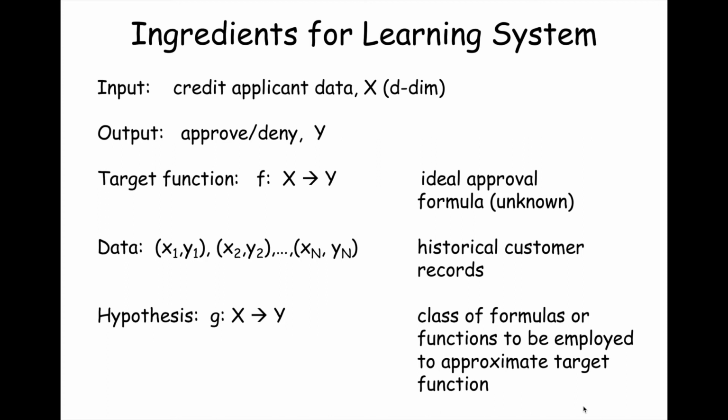Does that make sense? Okay, so we have our data representation. We have our possible outputs. We have our hidden ground truth target function, and we have our historical data. And this historical data has labels associated with each of these inputs, approve or deny, but those labels are provided by the target function. You just don't know what that target function is.